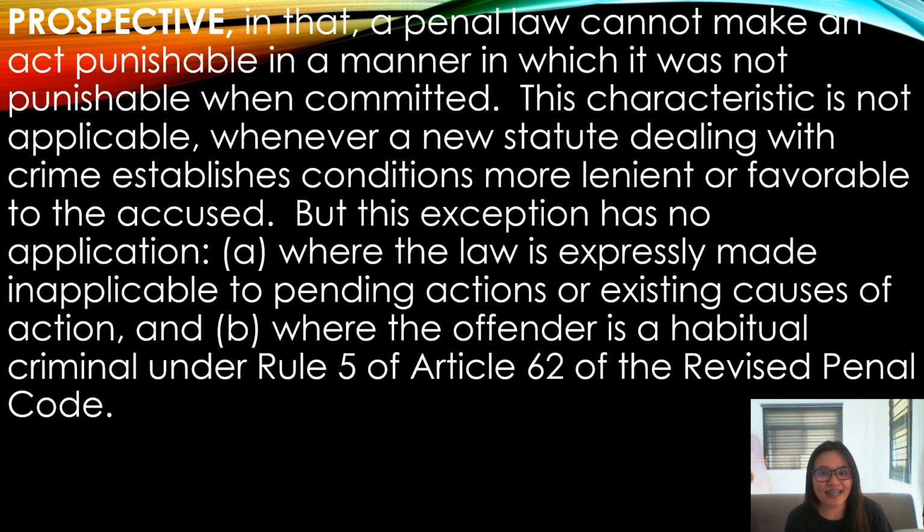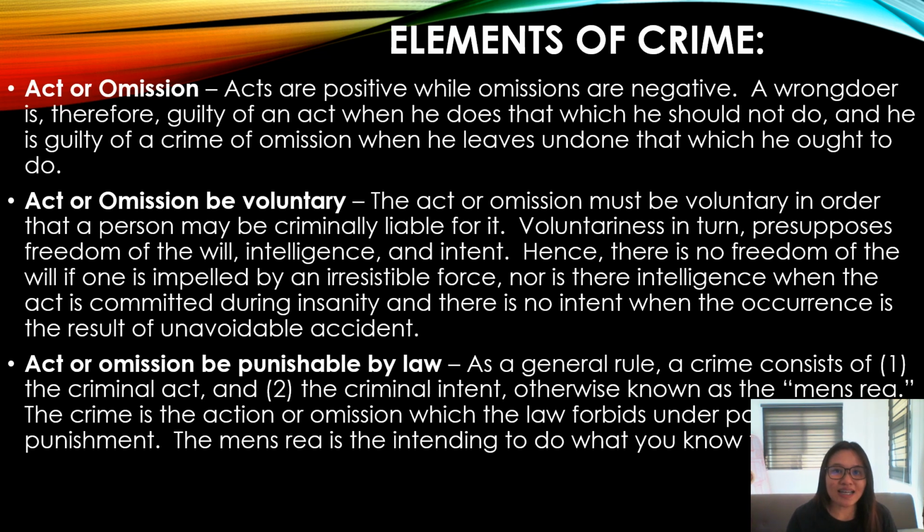A penal law cannot make an act punishable in a manner in which it was not punishable when committed. Okay? Next, elements of crime tayo. Ano nga ba yung mga elements of crime? First, act or omission. Act or omission be voluntary. Act or omission be punishable by law. Okay, first tayo, act or omission. Acts are positive while omissions are negative. A wrongdoer is therefore guilty of an act when he does that which he should not do, and he is guilty of a crime of omission when he leaves undone that which he ought to do.